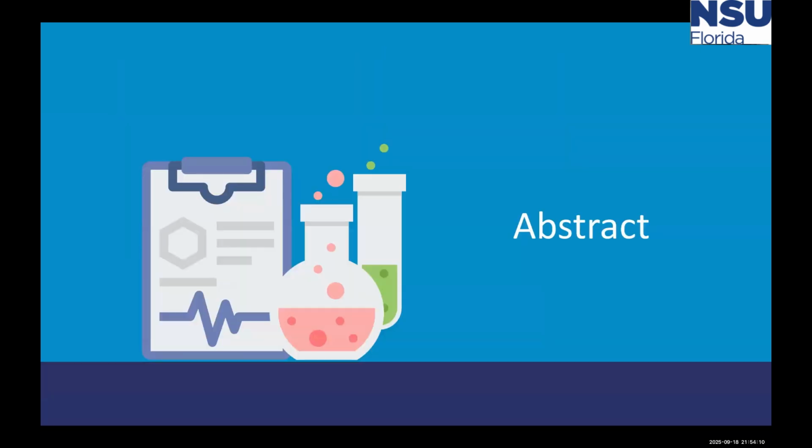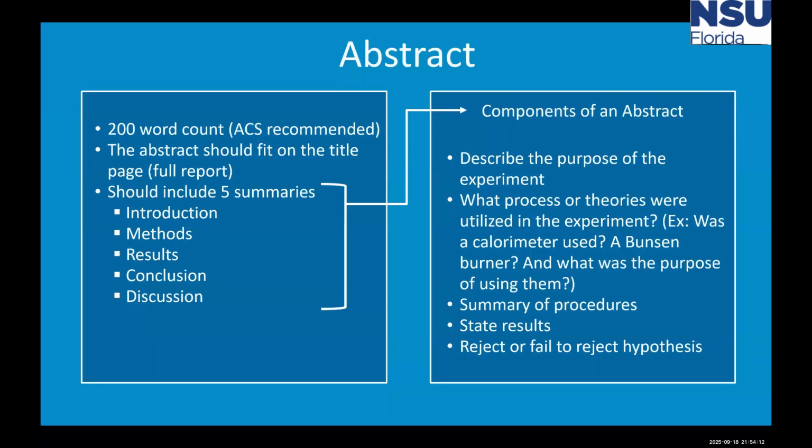So your abstract. Your abstract is basically going to be one big summary, except it's at the beginning of your lab report. It should be about 200 words as per the recommendations of the ACS. It should fit on the title page, so it should not go on to page 1. And it should include 5 little mini summaries of these sections: introduction, methods, results, conclusion, and discussion.